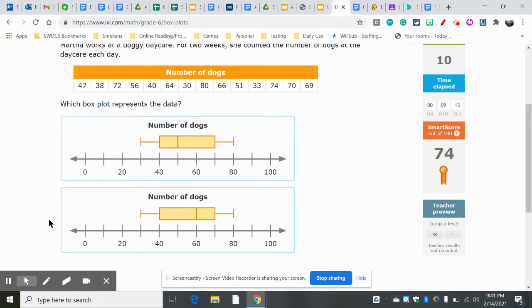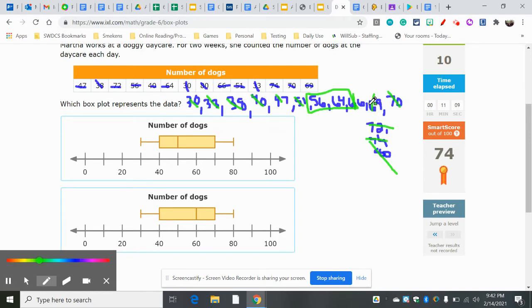Again, I have to put my numbers in order, so I'm going to pause my video and then get my numbers in order. Okay, so I put my numbers in order from least to greatest.